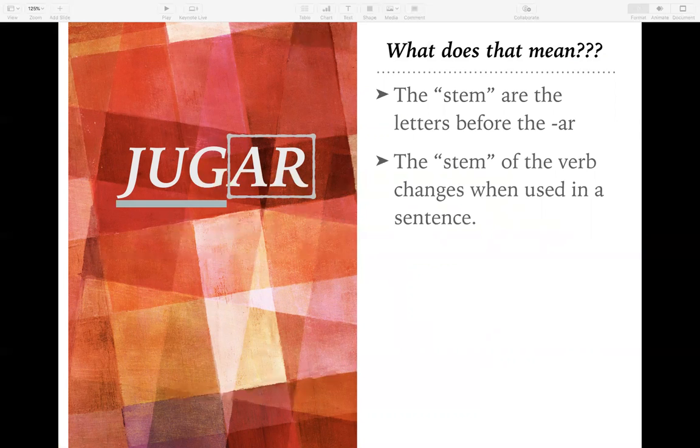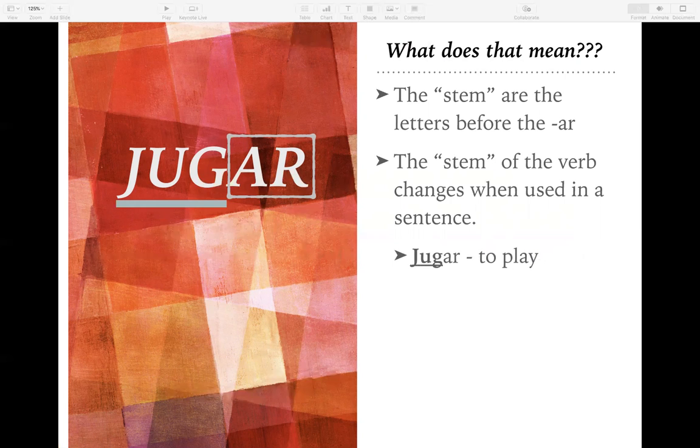If you think of the verb hablar, to talk, H-A-B-L, that stays the same in all of the forms. Hablo, hablas, you talk. Habla, she talks. Hablamos, we talk. All right? But in the case of stem-changing verbs, the stem actually changes.